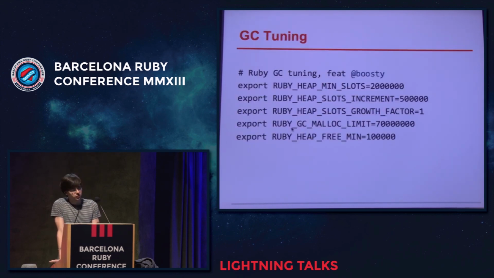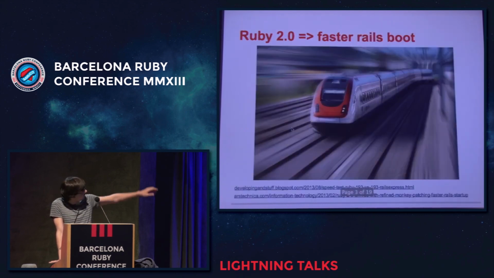Also, garbage collection tuning. Okay, I don't know how this works really. There's this guy called Boosty, and he'll tell me about it. But I put that on my ZSH, and that makes it like 33% faster, I think, or something. There's a link there. The whole slides are on my blog, so you can check the test, and then you can comment on it and tell me if I'm wrong.